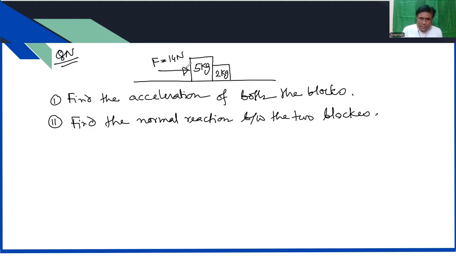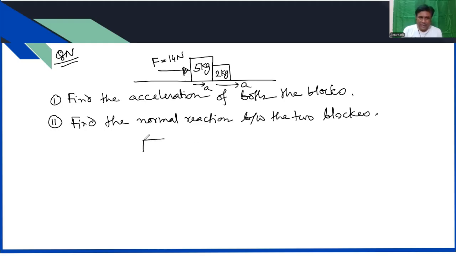See, here, what is the constraint you see? If I push the 5 kg block, the 2 kg block also will go along with it. So if the 5 kg block goes by 10 meter, the 2 kg block also will go by 10 meter only. I'm not giving any jerk or impulse, and I am also not talking about friction. Friction is not there. So they will go together only. So in this situation, the acceleration of the 2 kg and the acceleration of the 5 kg are both the same. Clear?